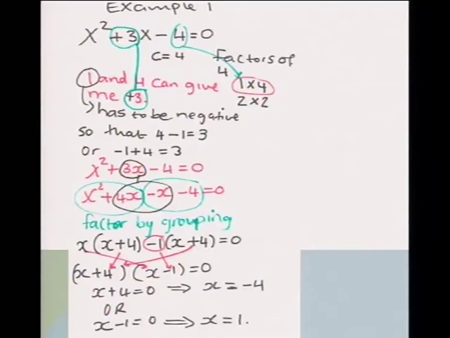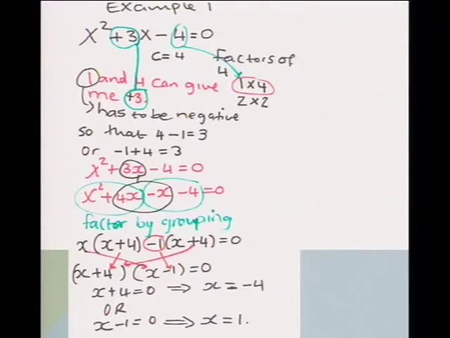We have x to the power of 2 plus 3x minus 4, which is equal to 0. We have to look for the factors of what? The factors of 4. The factors of 4 are 1 multiplied by 4 and 2 multiplied by 2. Those are the only factors of 4. Factors of a number are the 2 numbers that you multiply, and it will give you that number.